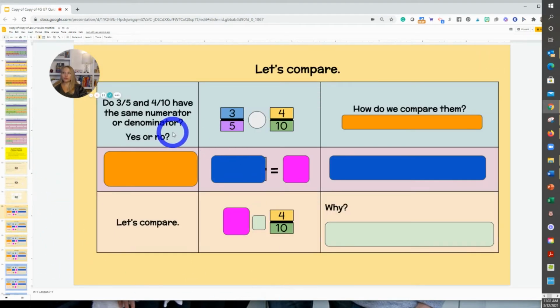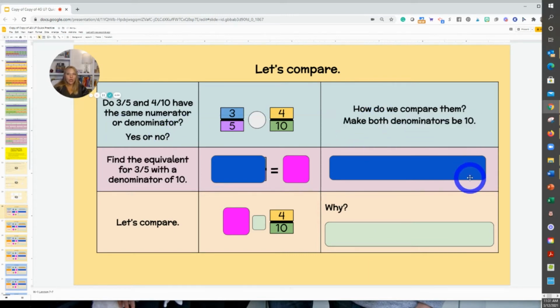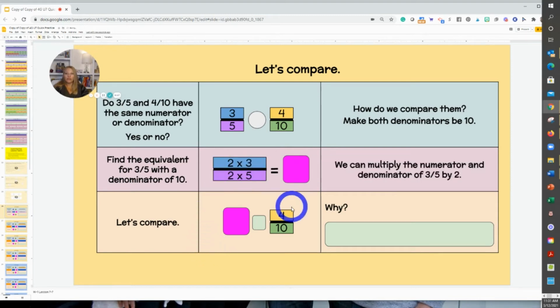So here we have, do 3/5 and 4/10 have the same numerator or the same denominator? Class, neither. Okay, they don't have either. So the answer is no. So how do we compare them? Class, we make both denominators 10. Or they could say we find a common denominator. So find the equivalent for 3/5 with a denominator of 10. So 3/5 with a denominator of 10, class, 6/10.